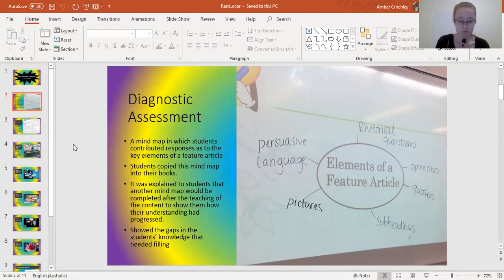This was useful as a visual representation tool for students, so that after the teaching of the content, we could create another mind map to show them how much they had learned and how much their understanding had progressed.